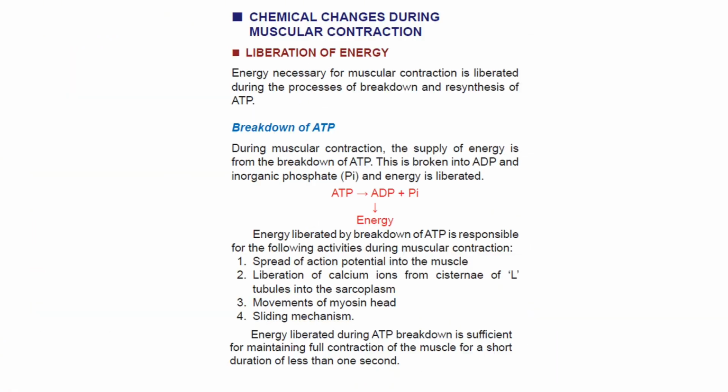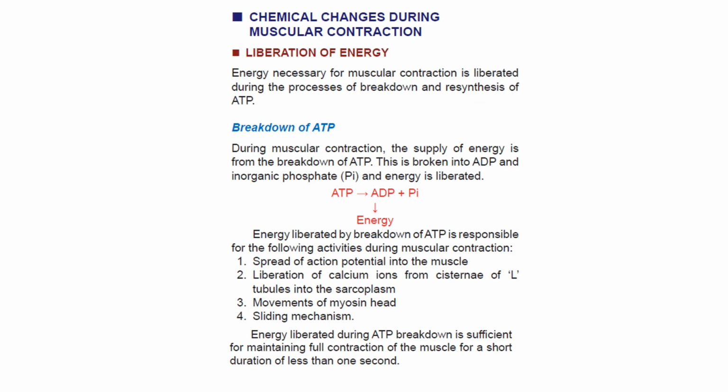Now let's focus on the chemical changes that occur during muscular contraction, particularly the liberation of energy, which is essential for this process. Firstly, let's discuss liberation of energy. The energy required for muscular contraction is primarily derived from the breakdown and resynthesis of ATP. ATP, or adenosine triphosphate, serves as the energy currency of the cell and provides the necessary power for muscle activity. Let's discuss the breakdown of ATP.